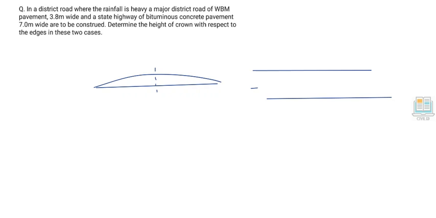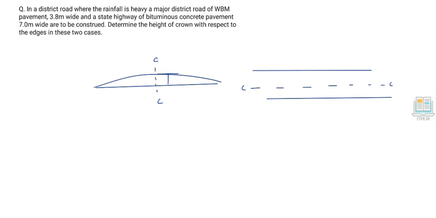Now let's draw a rough sketch. In the previous lecture we had come across what this camber is. This is our roadway. Along the longitudinal center of the roadway, this is the top view plan of the roadway for a road stretch. This is the longitudinal center, which you can see here.